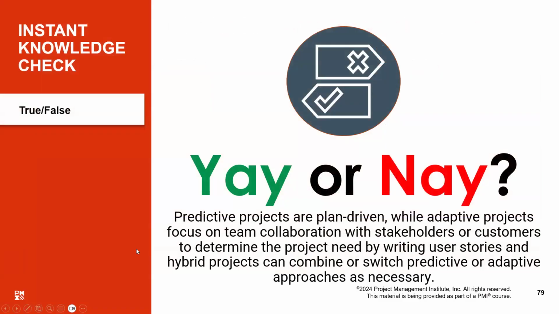Question here: predictive projects are plan driven, while adaptive projects focus on team collaboration with stakeholders or customers to determine the project needs by writing user stories, and hybrid projects can combine or switch predictive and adaptive approaches as necessary. Does this statement look all right to you? Yay or nay?